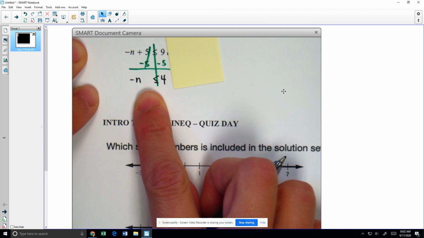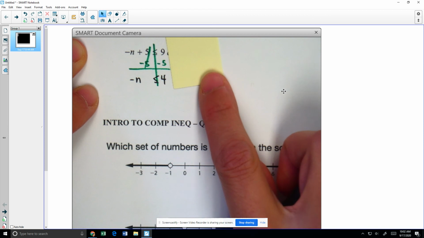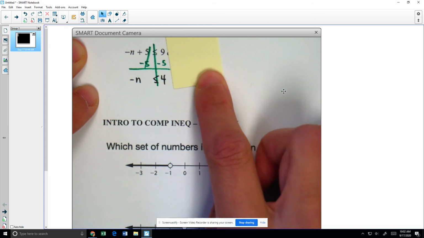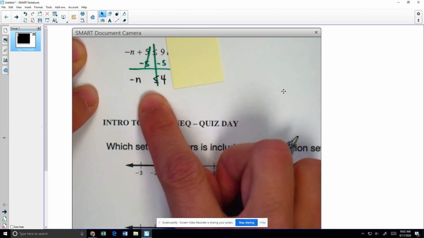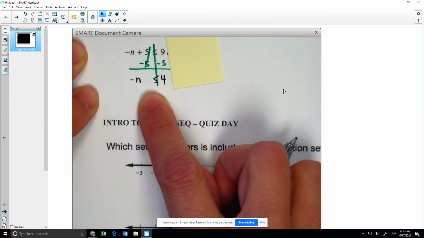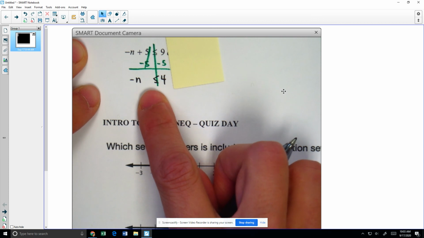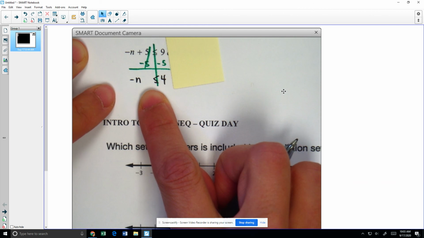You have to solve the other side. I do have to solve this side of the problem. Yes, but before I do that, am I done with this side? So the answer is no, I'm not done. What do I have to do to finish this off? Right now it says negative n. I don't want negative n, I want positive n.